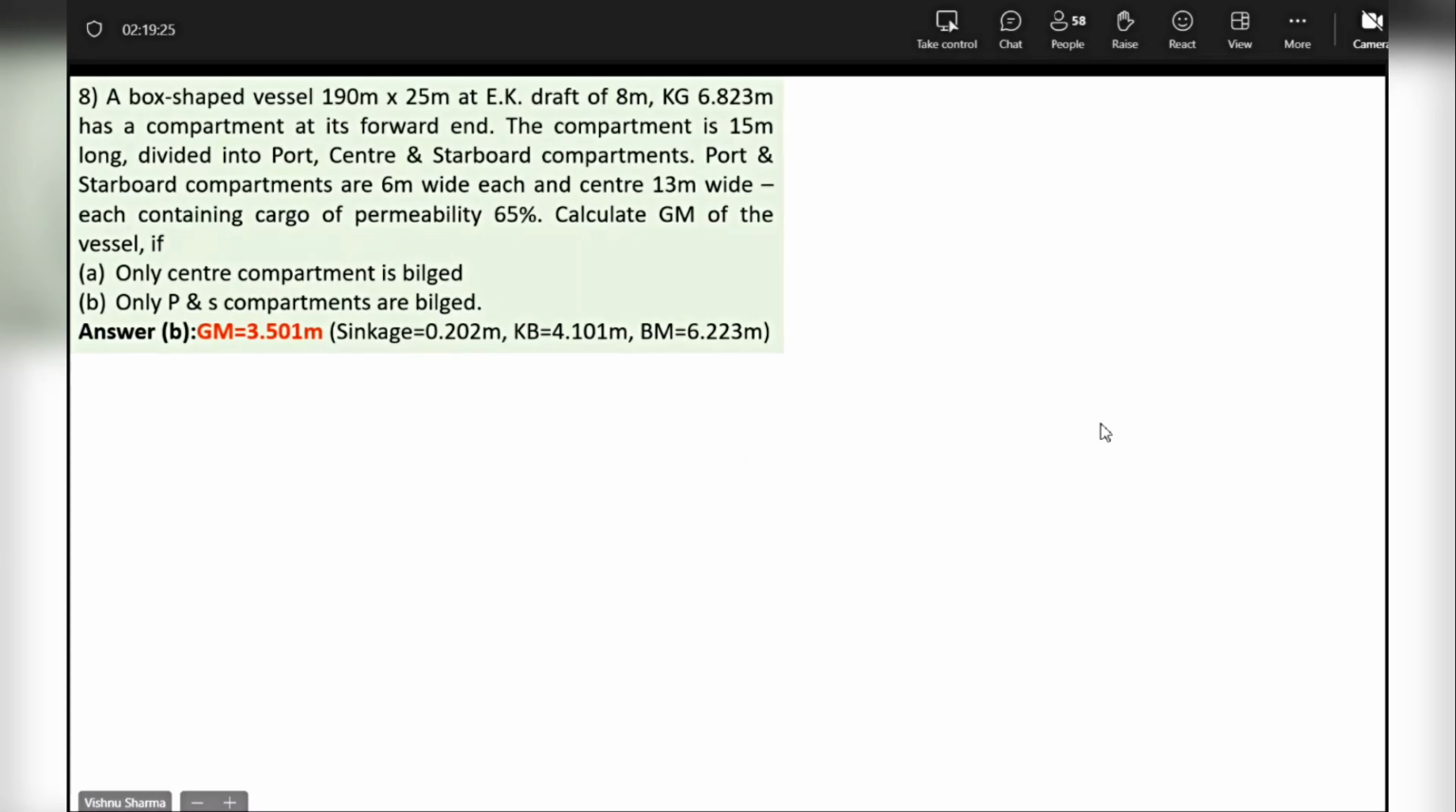If you are able to solve these two parts, again, this will be covering quite a few topics. Theorem of parallel axis, displaced from midships, permeability, all those things would be taken care of by this particular question.